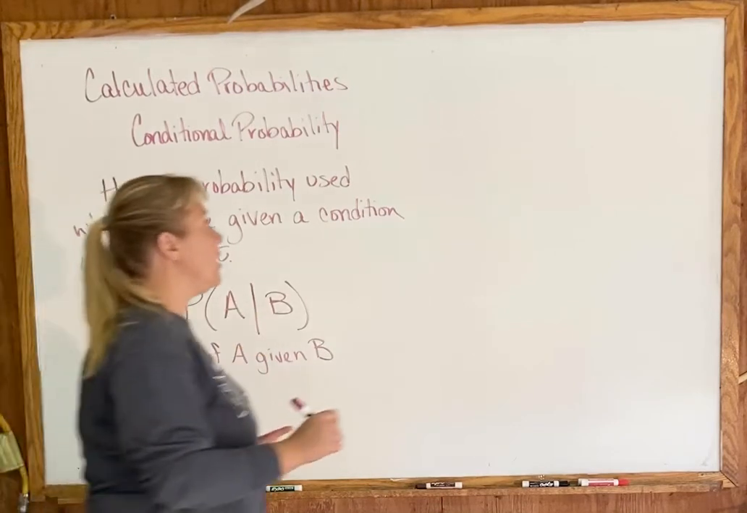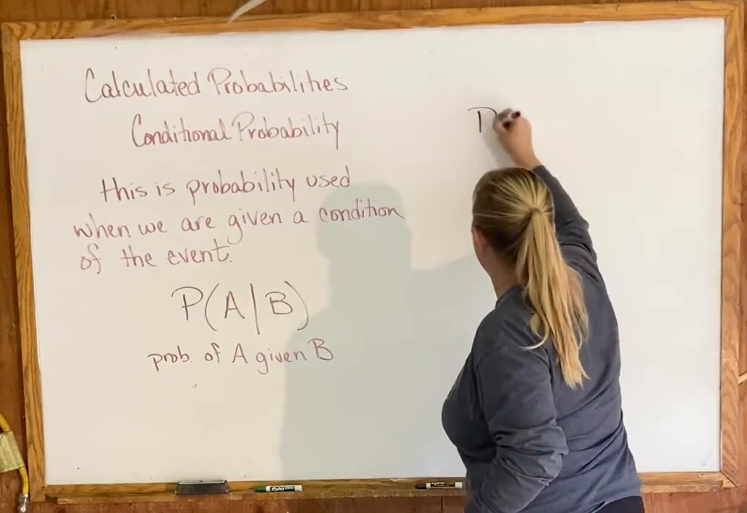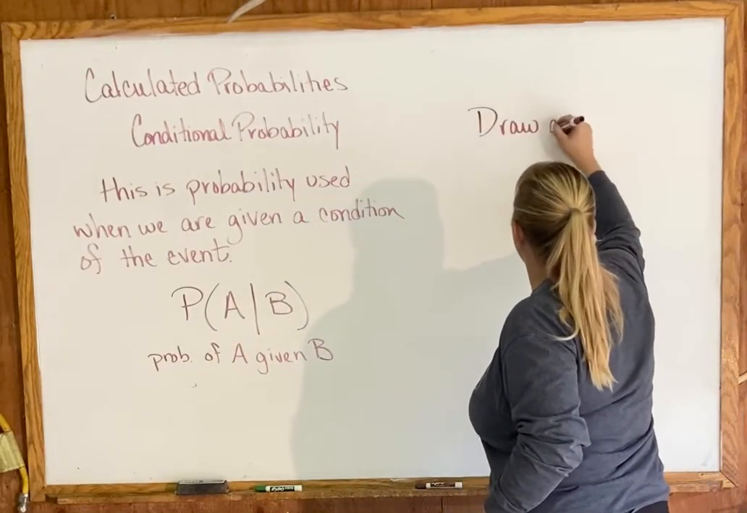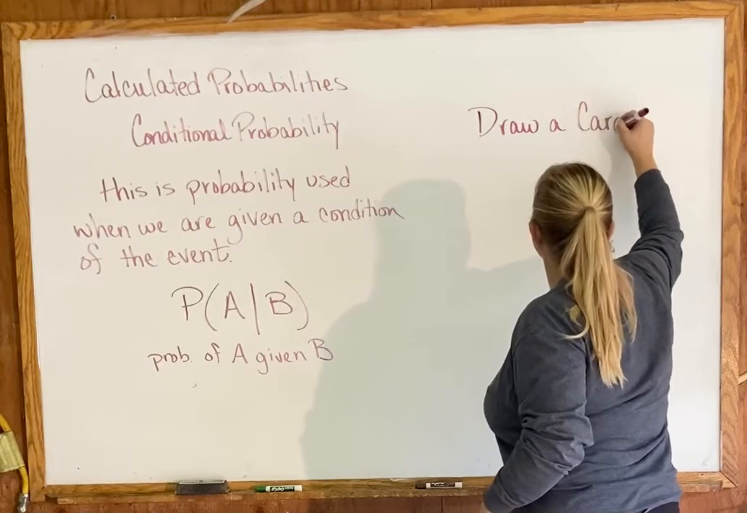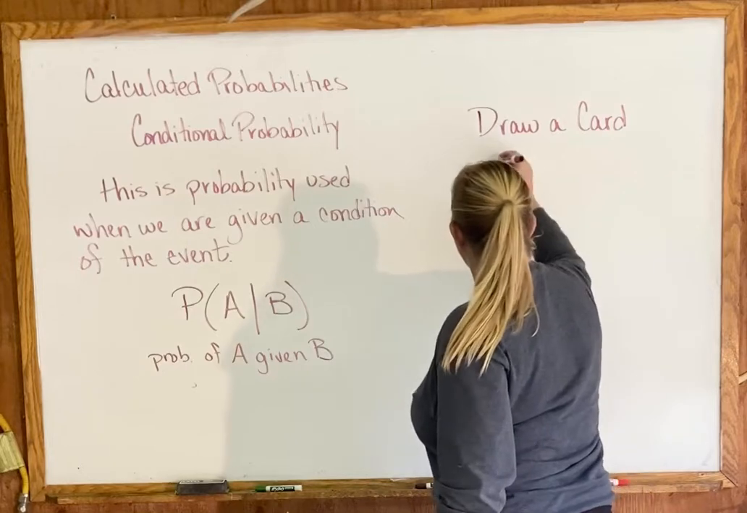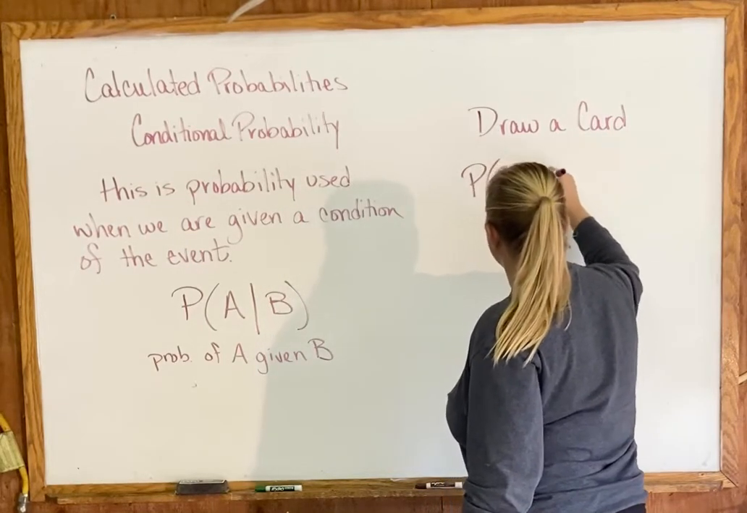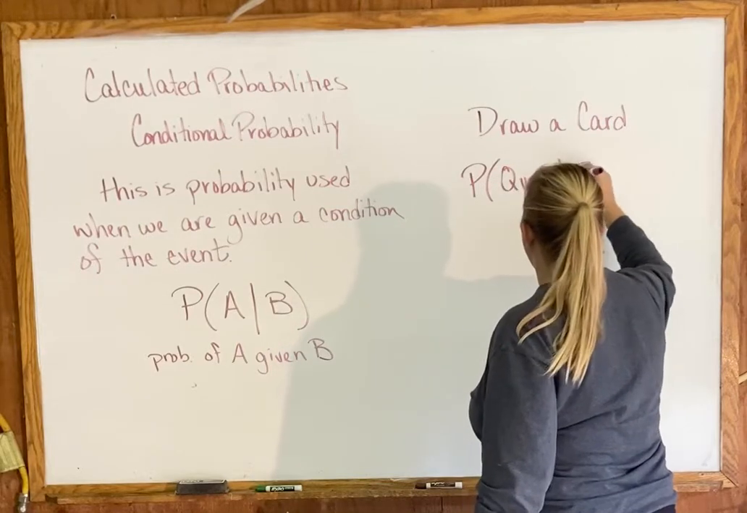Okay, so let's look at an example where we're just going to draw a single card from the deck. So draw a card. Okay, just one card. And I want us to find the probability that it is a queen given that it's a face card.